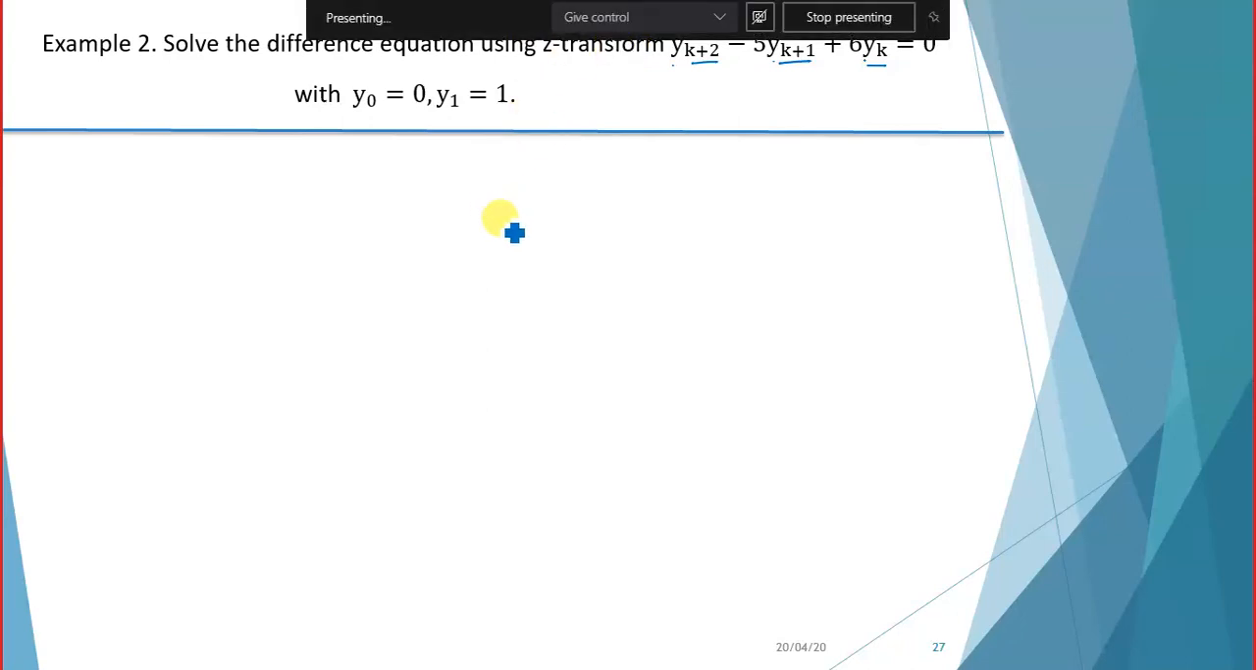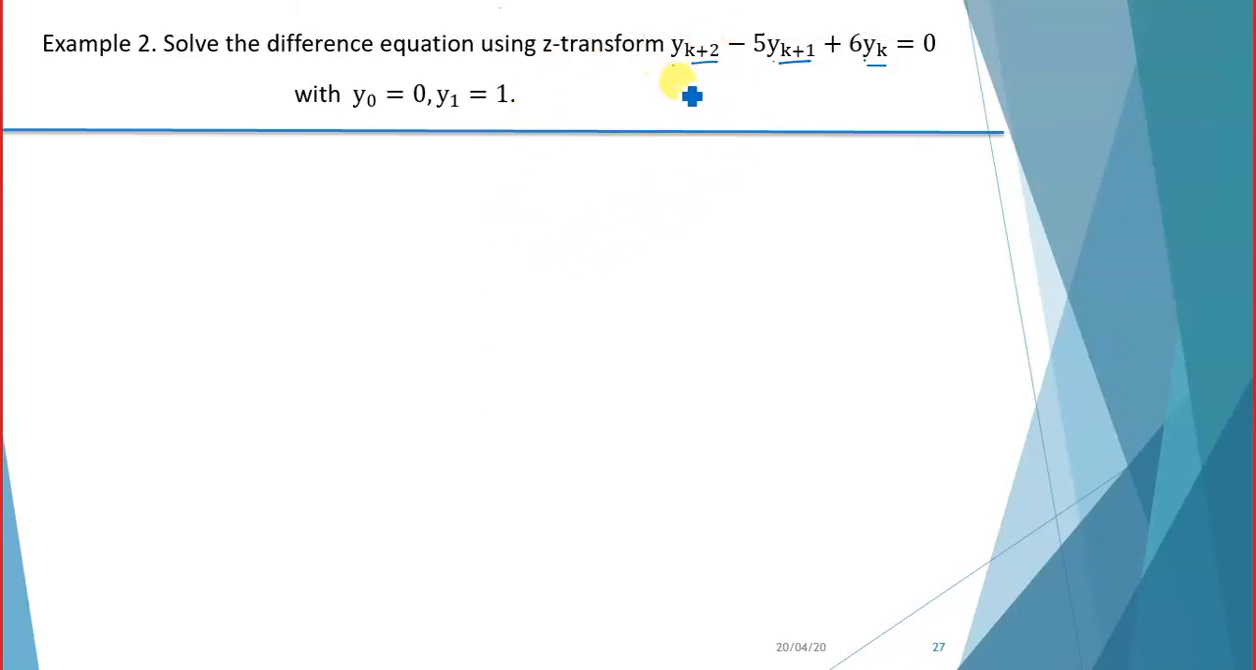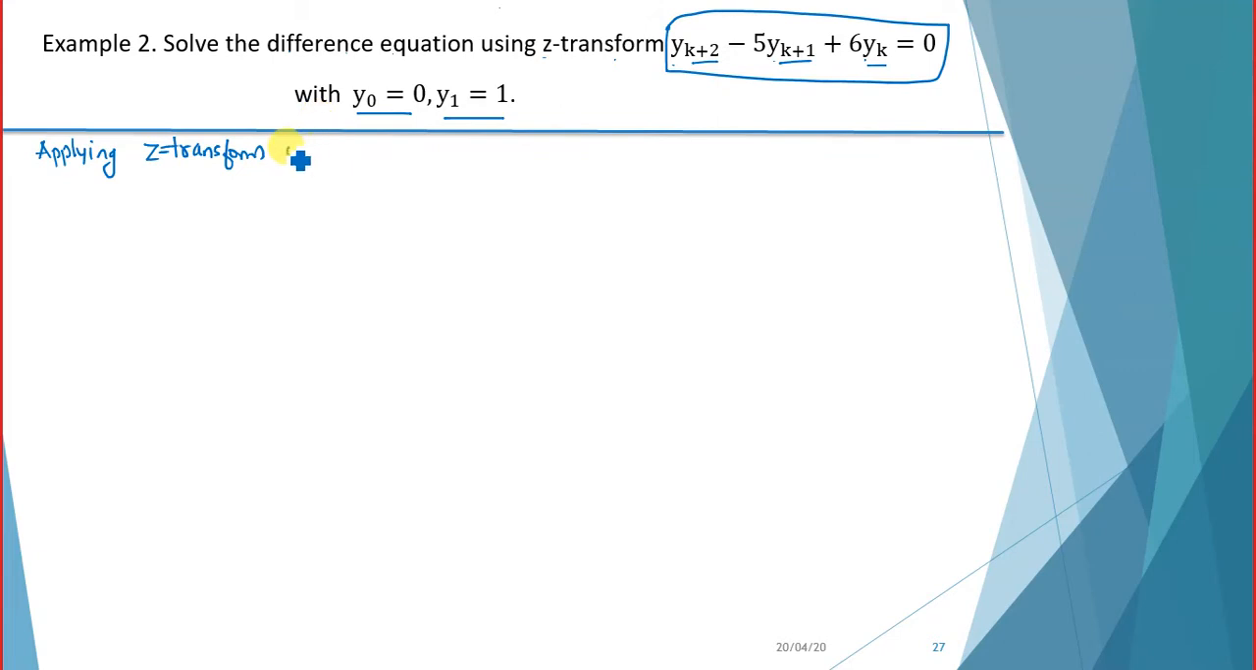So now we will see another example of solving a difference equation by using Z transform. So this is your difference equation, okay, with two initial conditions. So we start with applying Z transform on both sides.